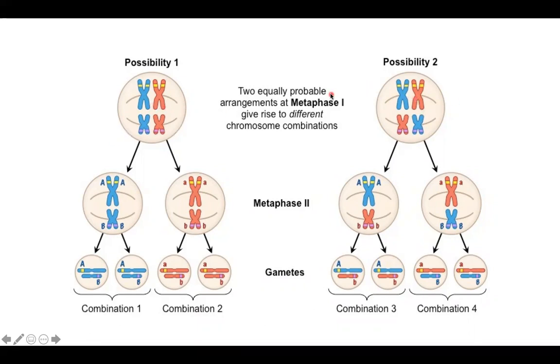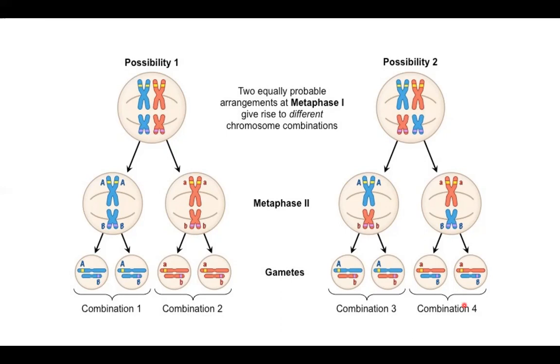From the worksheet that we did recently, we know that we can calculate the number of possible combinations if we know how many pairs of chromosomes there are. So there are 2 pairs of chromosomes. 2 to the power of 2 is 4. So there are 4 possible combinations. If we look at the bottom, we can see there's 1 combination, 2, 3, 4 possible combinations. How do these different combinations arise? They arise through the independent segregation of the homologous chromosomes.